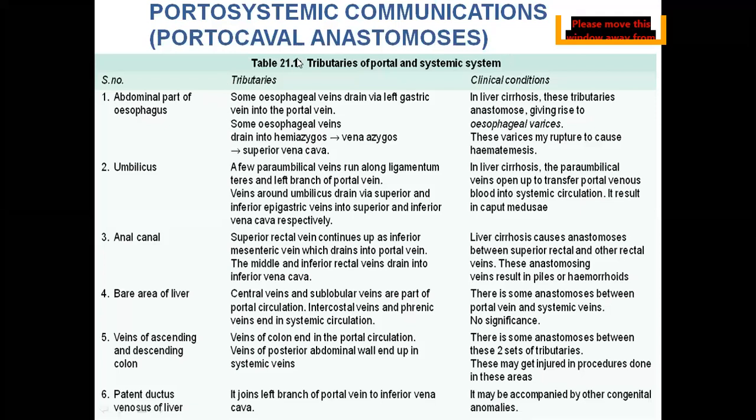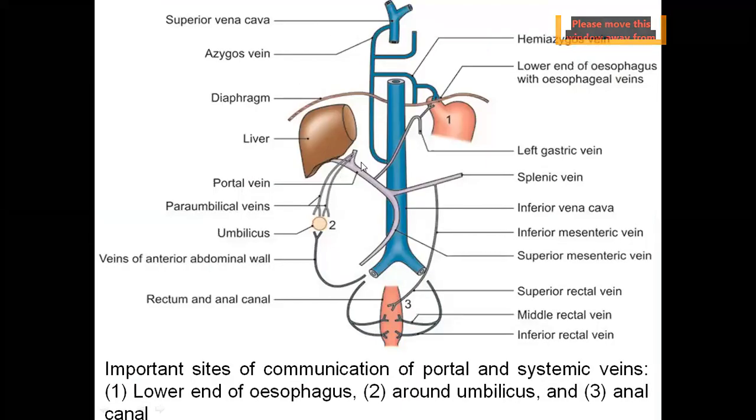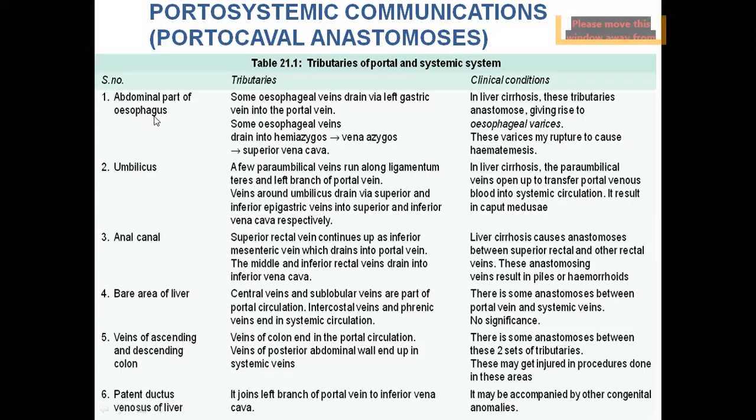The same thing that I discussed in my previous slides is given like this in your Chaurasia textbook, which you can follow. It's quite easy. Try to practice the diagram given here. This is the portal vein, shown in violet color, and the inferior vena cava, shown in blue color. Different numbers are given. This is at the level of the esophagus, where we have an anastomosis at the abdominal part of the esophagus. Check what the tributaries of the portal vein and the systemic vein are.